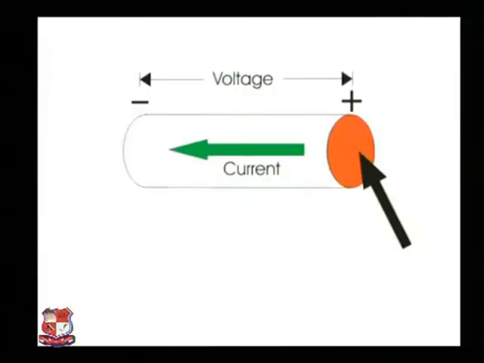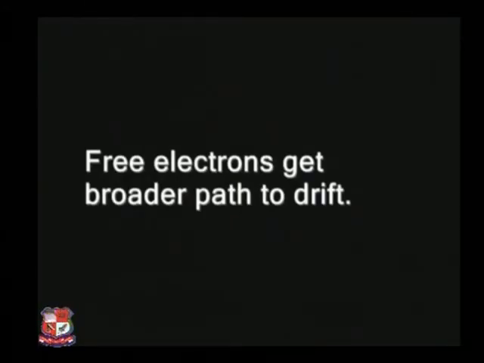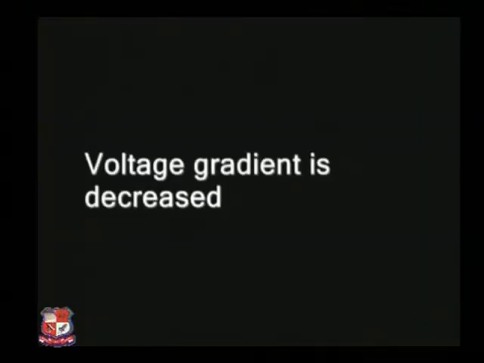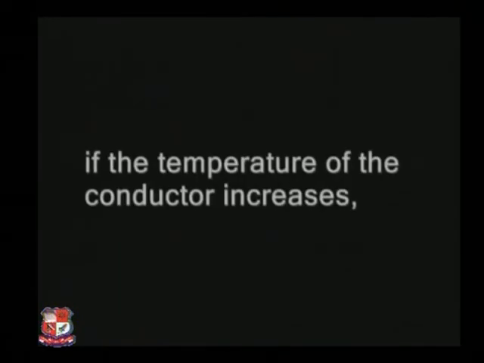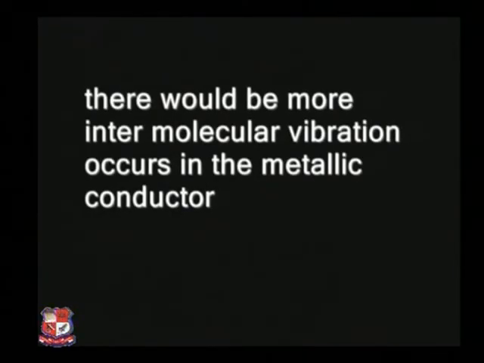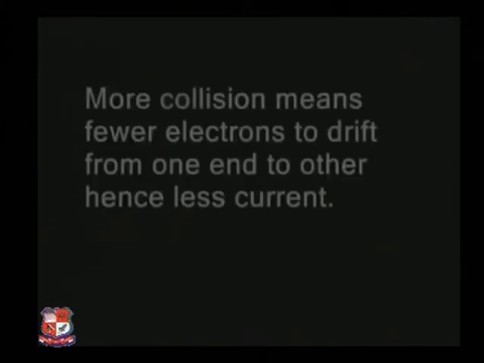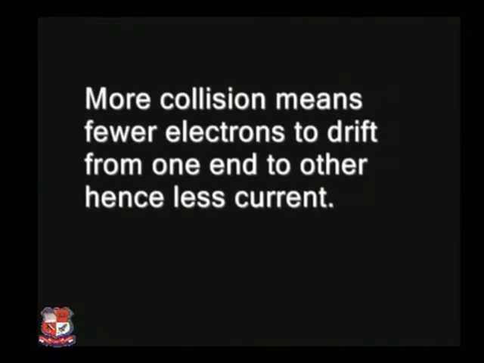Again, as the cross-sectional area of the conductor increases, the free electrons get a broader path to drift. If the length of the conductor increases, the potential stress per unit length, that is the voltage gradient, is decreased. This also causes fewer free electrons to be created, hence less current. Again, if the temperature of the conductor increases, there would be more intermolecular vibration in the metallic conductor, which results in more collision of free electrons. More collision means fewer electrons drift from one end to the other, hence less current.